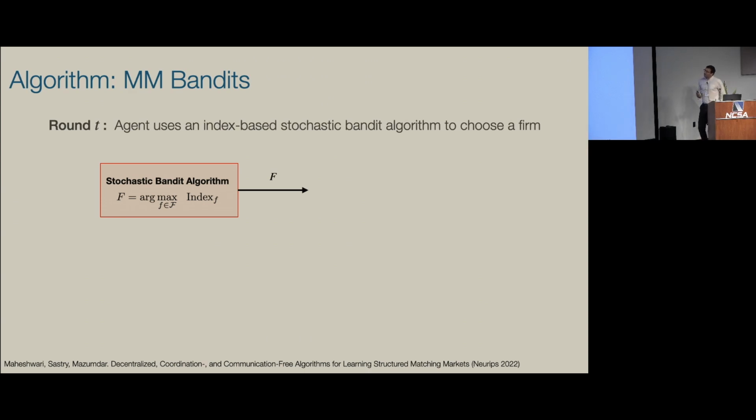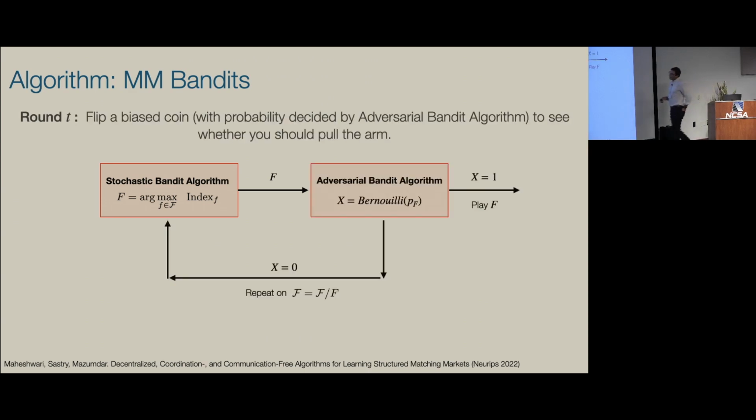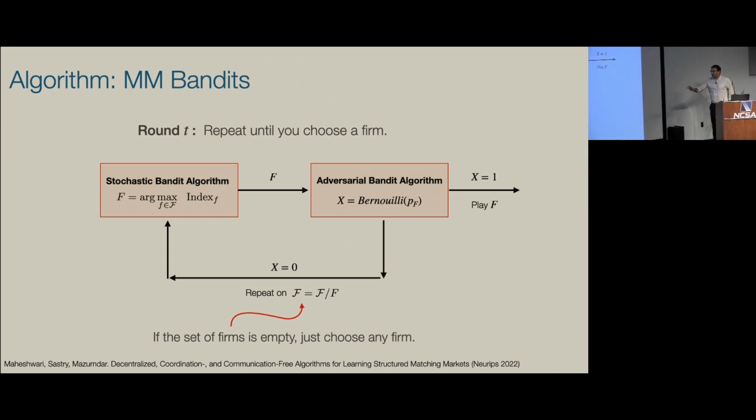You'll just choose a firm based off of those indices. You'll feed that firm to an adversarial bandit algorithm. You'll have one for each firm in the market. And then you'll just flip a coin. And if the coin is heads, you'll actually request to be matched with that firm. If the coin is tails, you'll just take that firm out of your set and repeat the entire process. And you'll keep on going. And then if the list of firms is empty, you could just choose any firm.